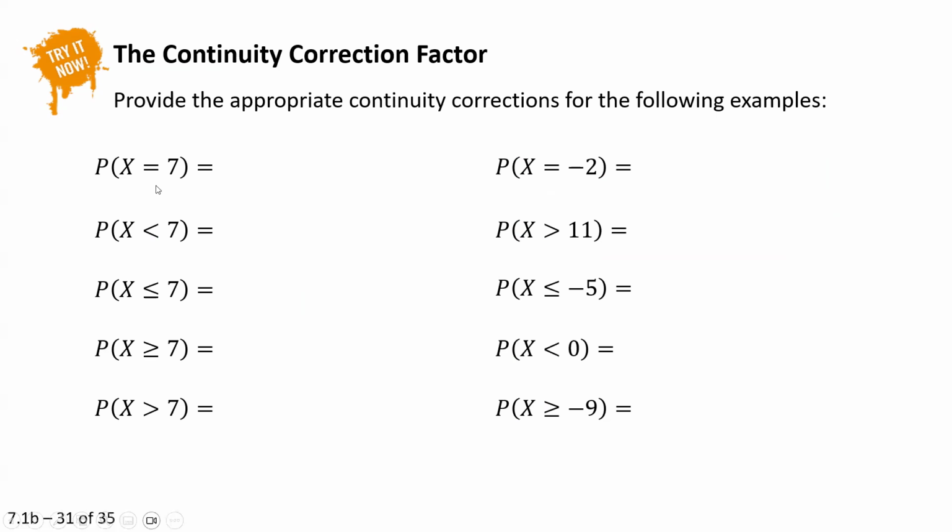No, it should be in between two things. There it is. Yeah. Got that? Okay. X is less than 7. So where's the dividing line going to be between what number and what number? X is less than 7.